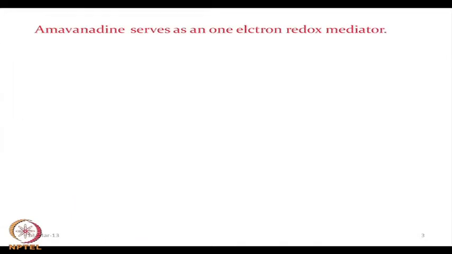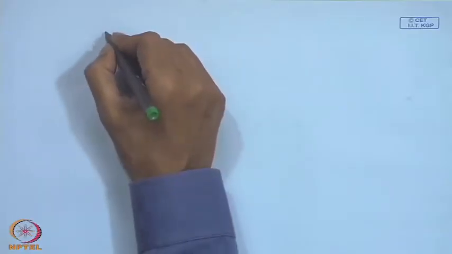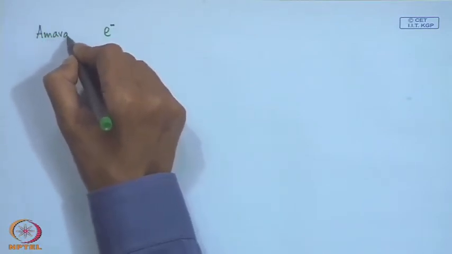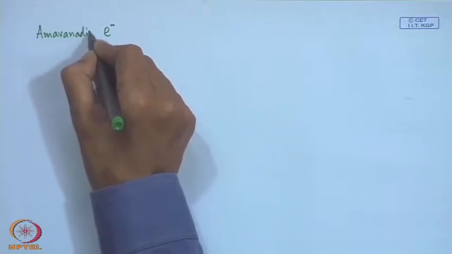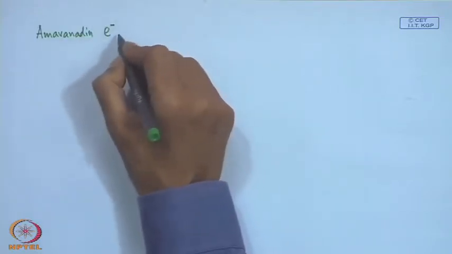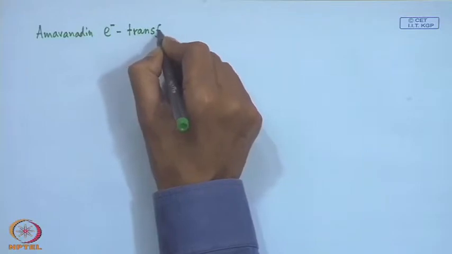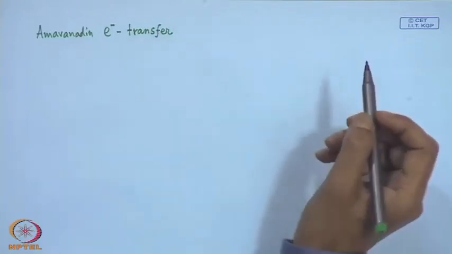So, what we see is that this sort of thing is forming, and mostly vanadium storage is important, and also the electron transfer behavior. So, this vanadine molecule can function as a very good electron transfer molecule, it can show one electron transfer.